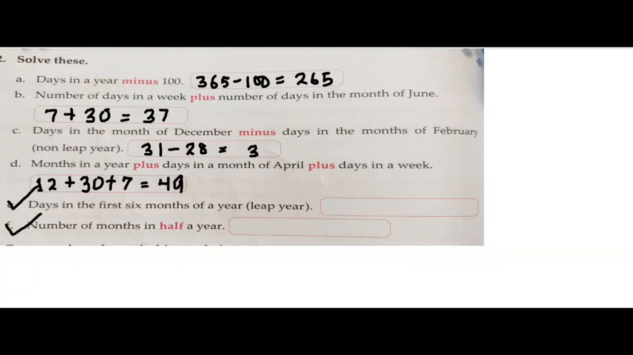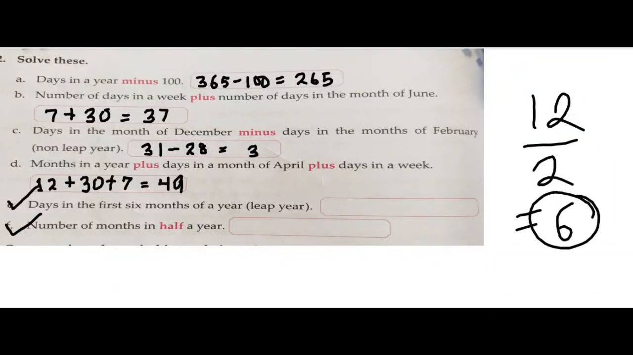Okay, number of months in a half year. So you know how many months are there in a half year? You can do 12 divided by 2. Yes, so that will be 6. So you will write 6. So E and F you will do on your own, children.